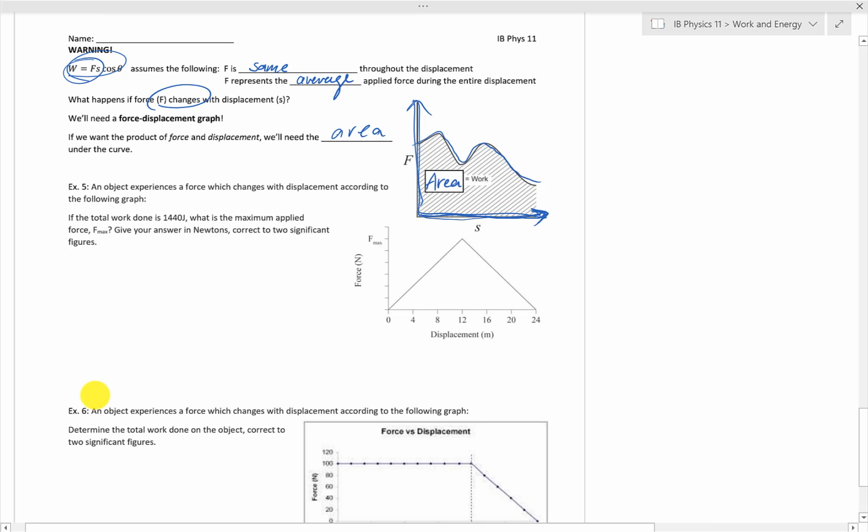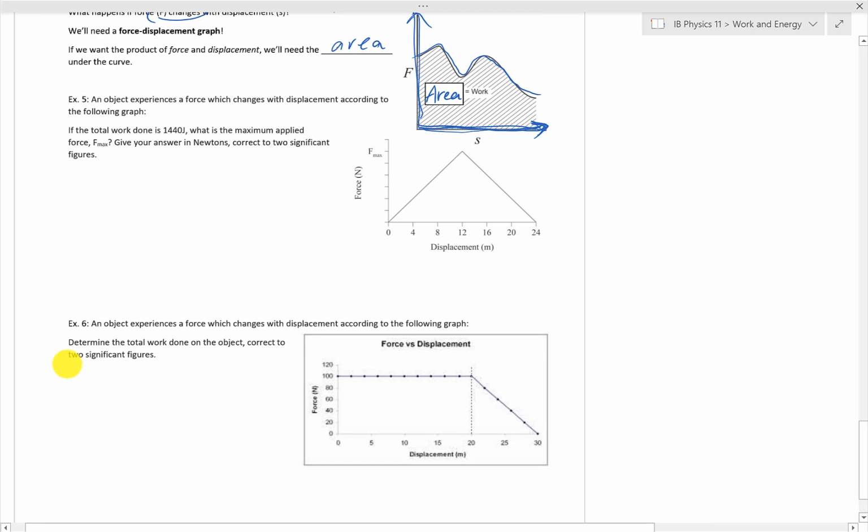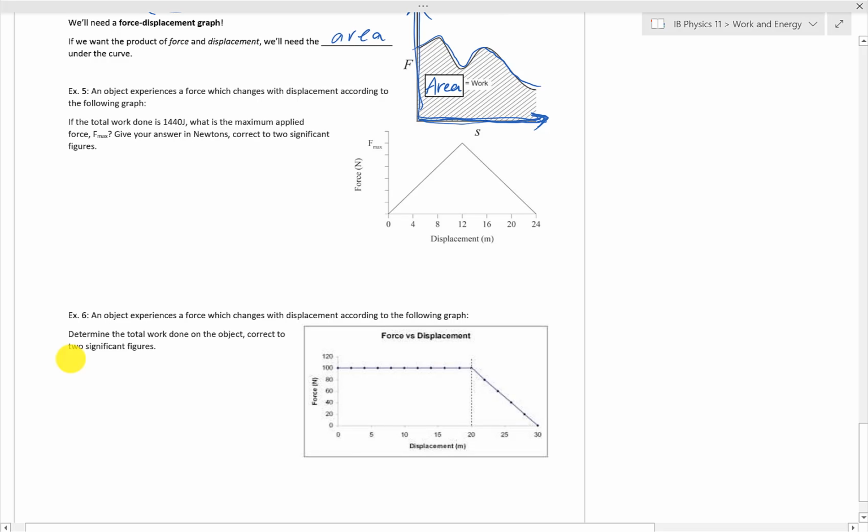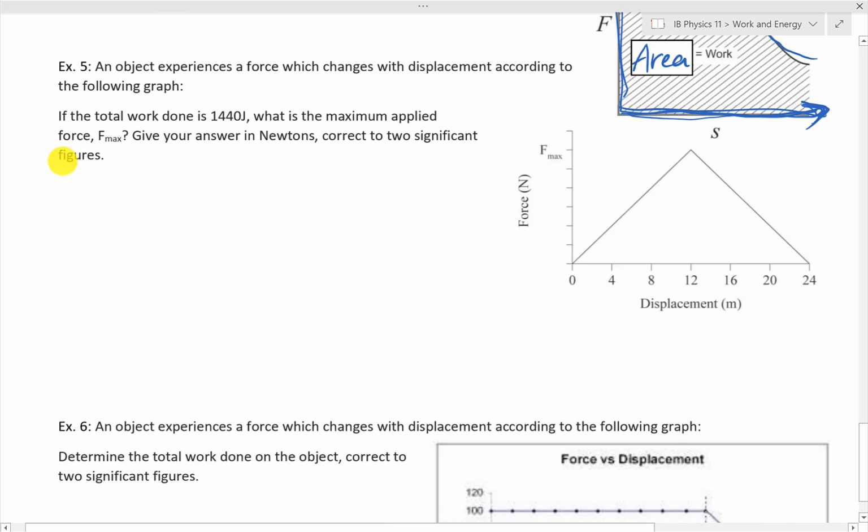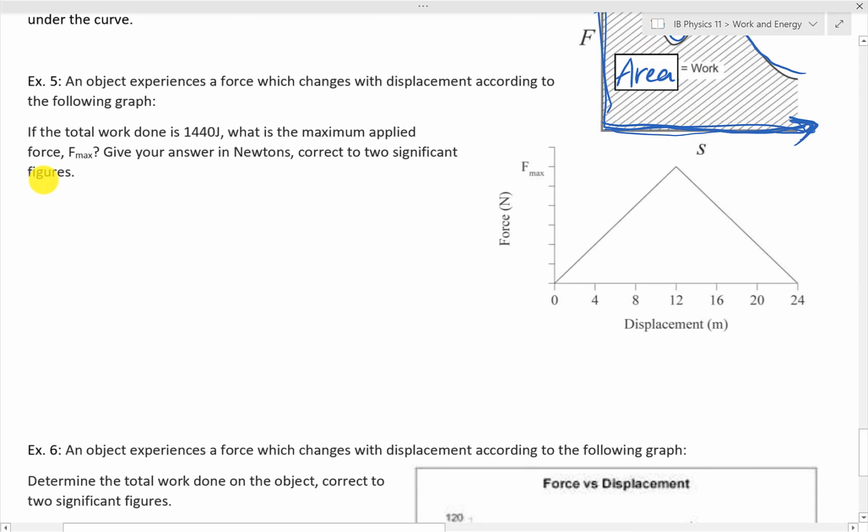So here I have two problems for us to try. In fact, I will only do the first one. I'm going to give you a chance to try the second one, example 6, but I will also go over that one in fast play. So let's take a look at example 5 first.